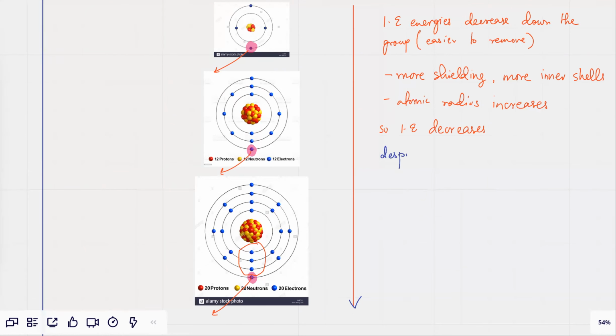this in your answer, despite the fact that protons or nuclear charge increases. So there are two factors that are outweighing this one factor.